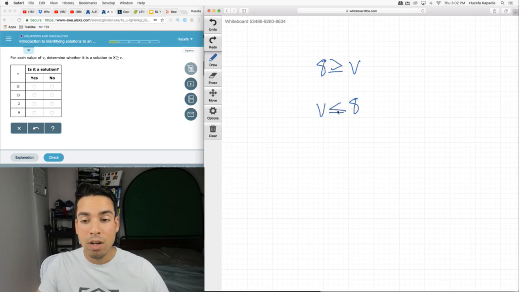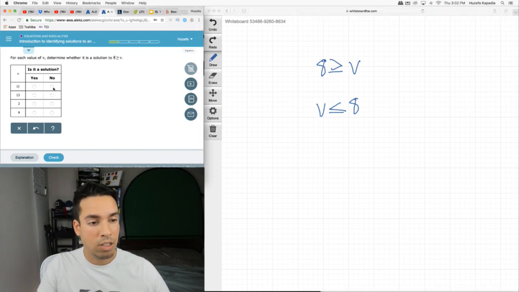So now I know that v is anything less than 8. But because of this equal sign, it can also be 8. So let's look at everything that's smaller than 8. No, that's bigger than 8. No, that's bigger than 8. Yes, that's smaller than 8. No, that's bigger than 8. That's it.